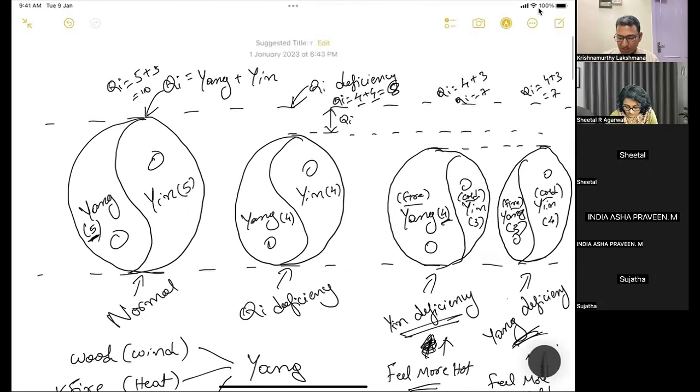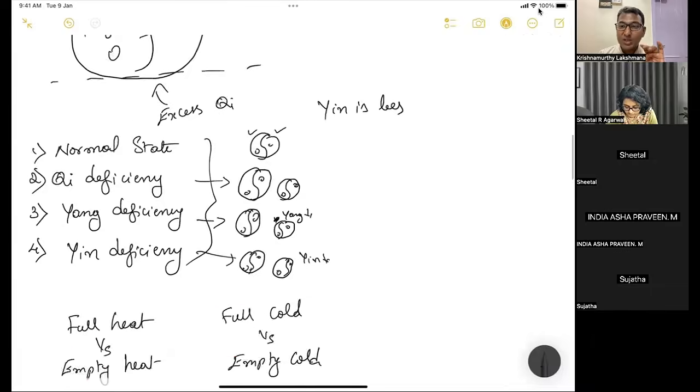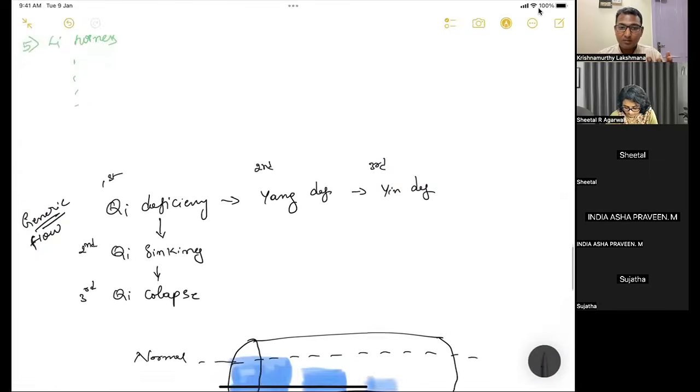So in these situations: yang deficiency, yin deficiency, and qi deficiency. All these three are clear, right? Yes, sir. So now we will try to get the situation where something is more.